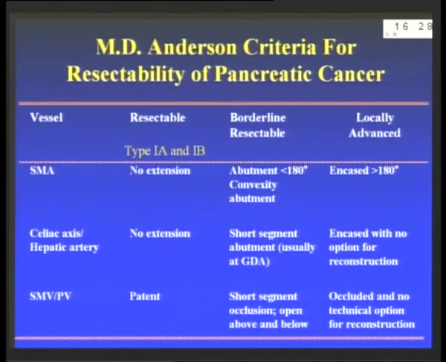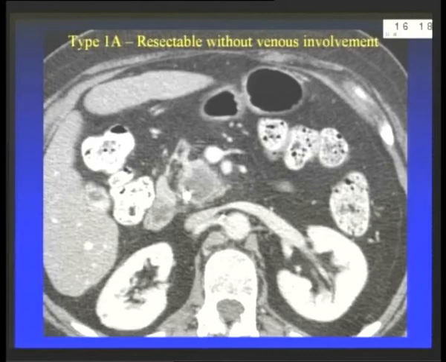And we've sometimes applied a simplistic classification system of type 1A/B, type 2 and type 3, and I'll show you some of these scans to help us see what we're talking about. Here's a case, I think, of fairly straightforward resectable disease.